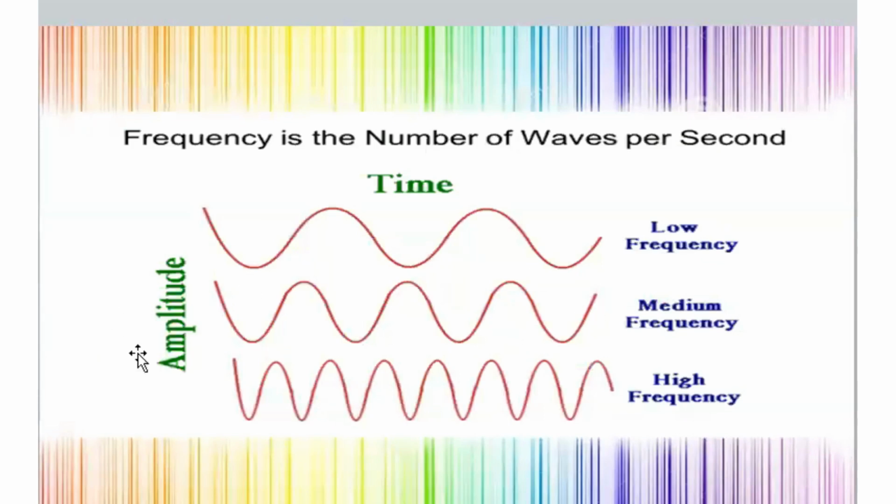This graph represents the relationship between wavelength and frequency. Wavelength and frequency are inversely related. When the wavelength increases, the frequency decreases. And when the wavelength decreases, the frequency increases. This graph indicates the wavelength is higher or longer, but the frequency is lower. This one is a medium one, and the higher the frequency, the shorter the wavelength.